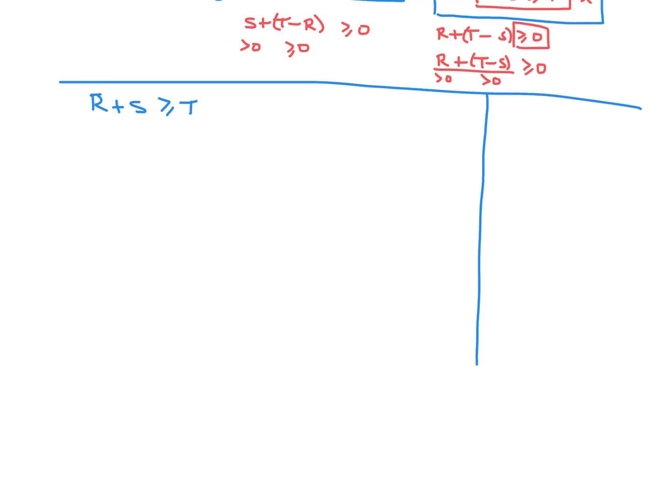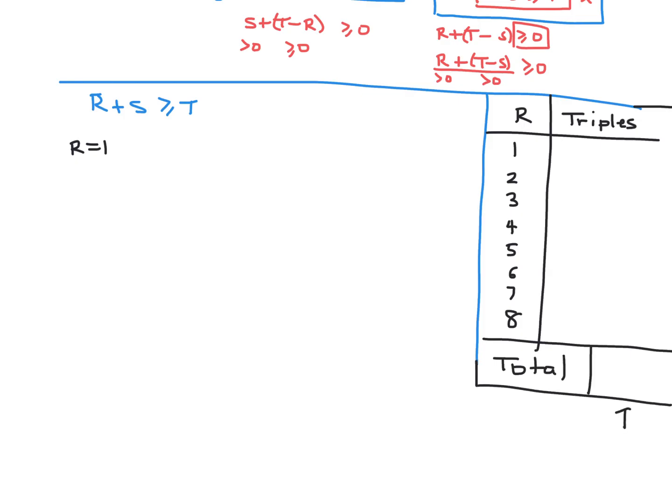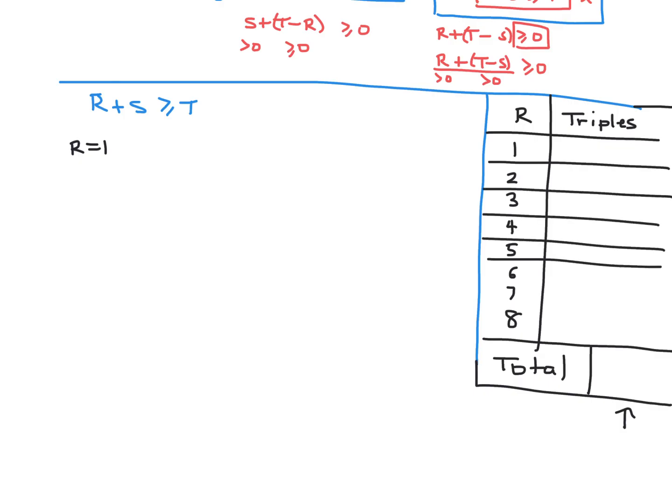So here we go. Let's start off with r equals 1, and I'm going to make a little table over here on the side: r and the number of triples that I get for each value of r. And then at the end, of course, I will add them. So 1, 2, 3, r goes up to 8, right? So 5, 6, 7, and 8. And then, of course, the total. This is actually going to be the answer to our question right here.